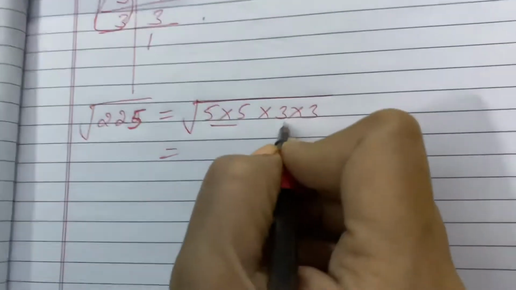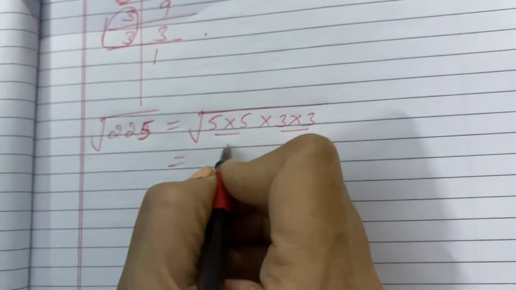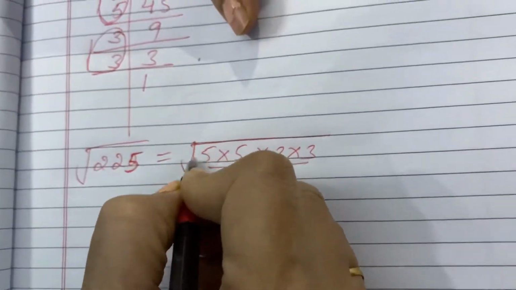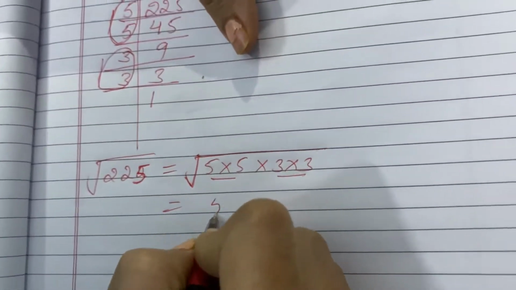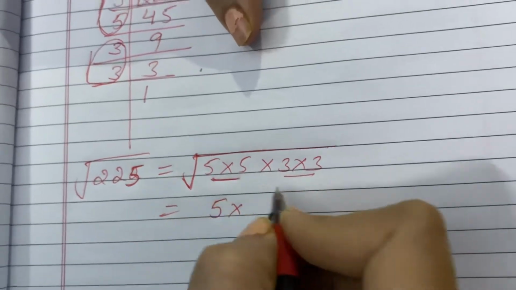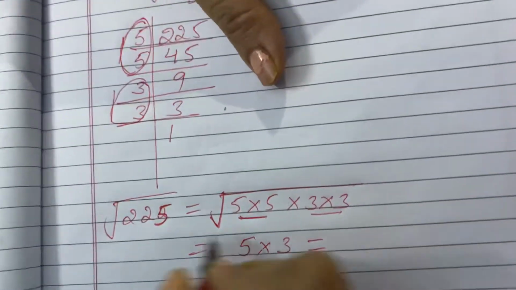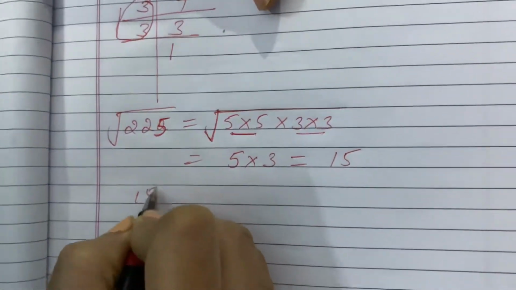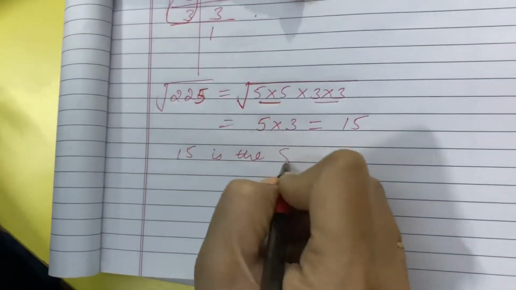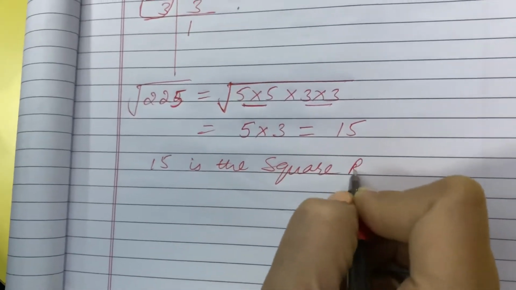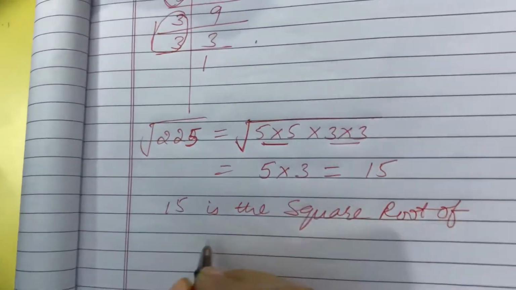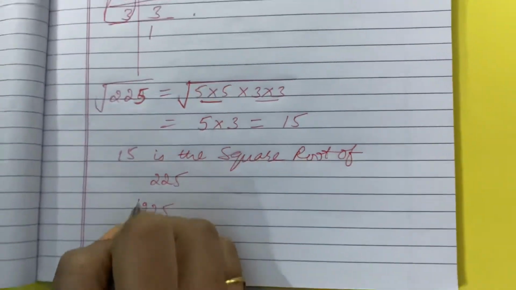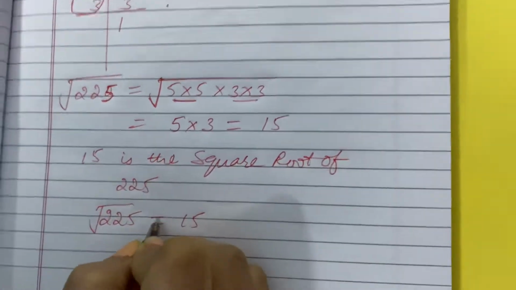We get this. So you have to take out this square root and write a single number in place of the double numbers like this. This is the square root of 225. That means 15. 15 is the square root of 225. Means 225 square root is equal to 15. That's it.